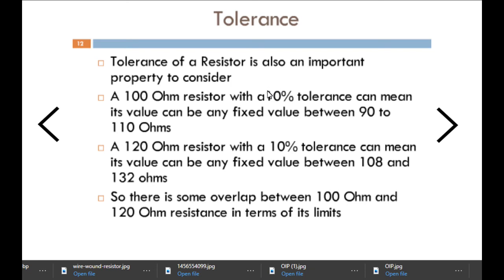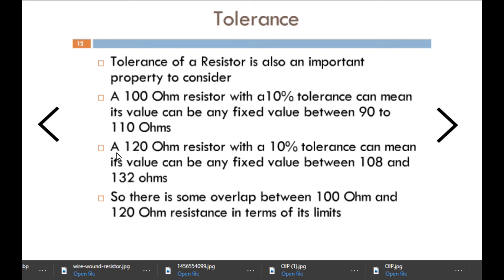That means your base value will be 100. If your base value is 100, then a 10% tolerance means it can vary minus 10 ohms from 100 ohms or plus 10 ohms from 100 ohms. So that is why they express the value as 90 to 110.